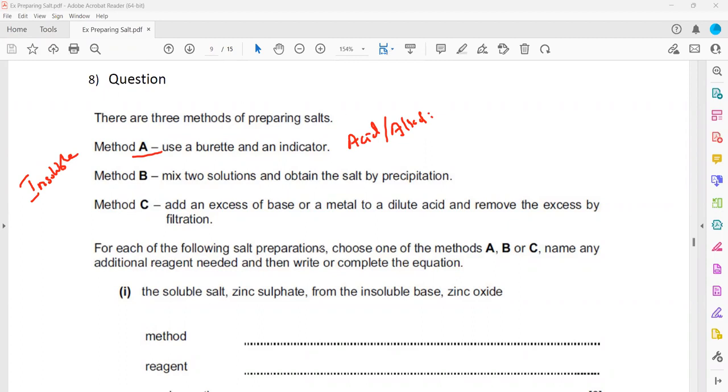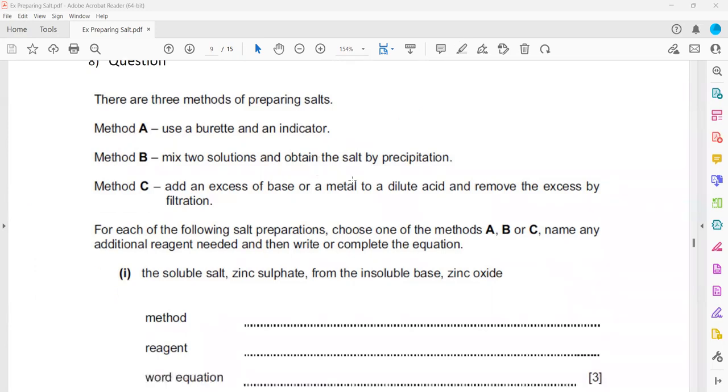For each preparation, choose one of the methods, name the additional reagent, and then write or complete the equation. We want to prepare a soluble salt, so it cannot be B, because B is for insoluble salts. So either A or C can be the answer. But we want to prepare the soluble salt zinc sulfate from an insoluble base, a solid. So which technique do we use? Method C must be used.